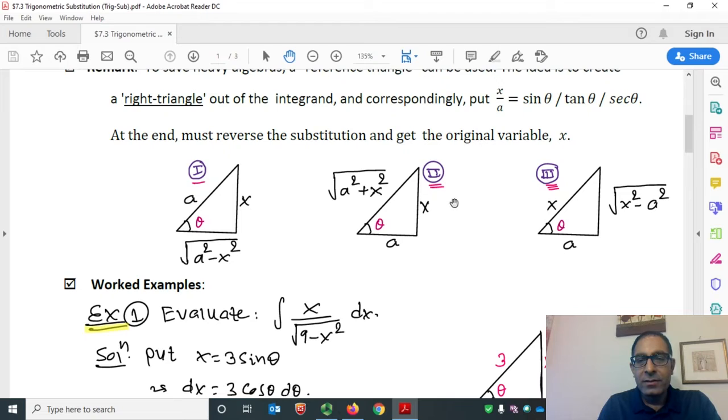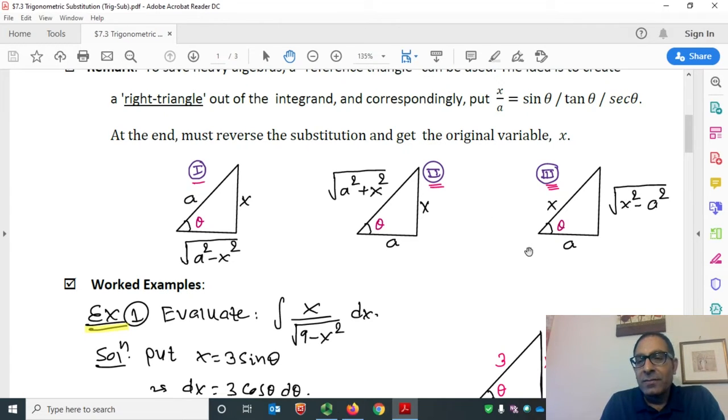Similarly, in the second diagram, we put x over a equals tan theta. In the right triangle, tan theta is the ratio of perpendicular and base. So x is the perpendicular, and the base is a. Then by the Pythagorean theorem, the hypotenuse must be radical a square plus x square.